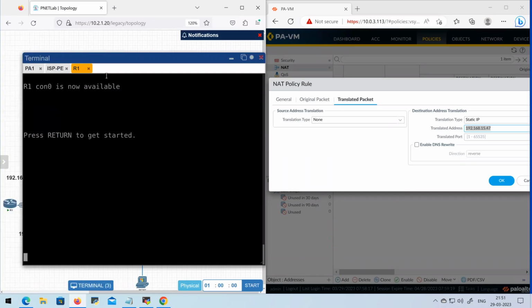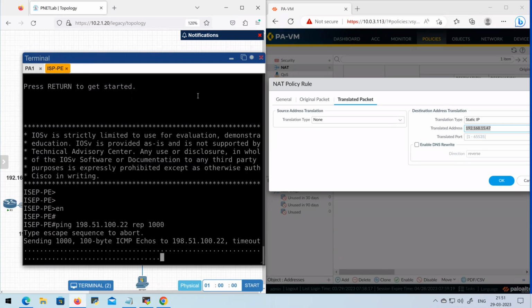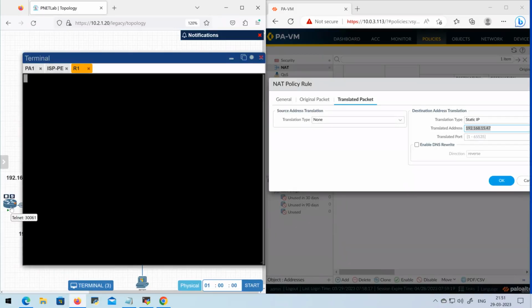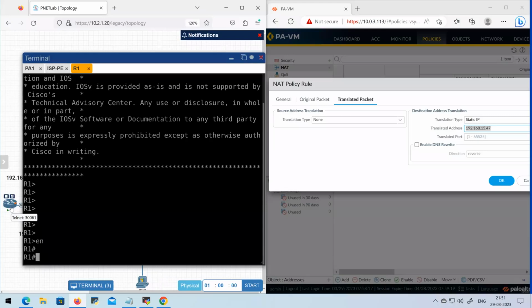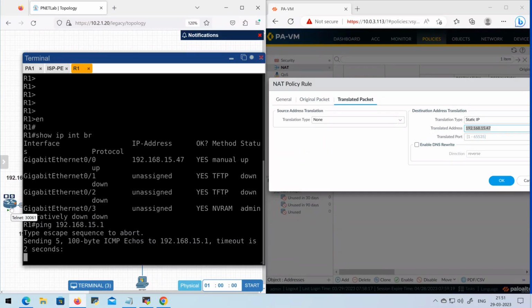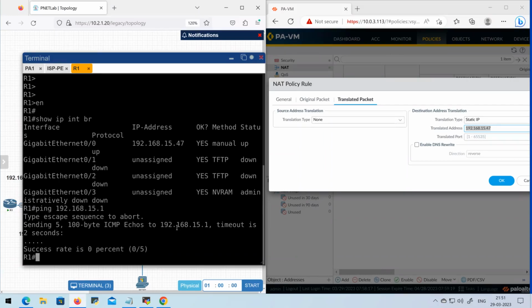What happened to this? So the IP interface exists, okay? And 192.168.15.1, it is pinging. Not pinging to its own network? How come? Something is wrong.